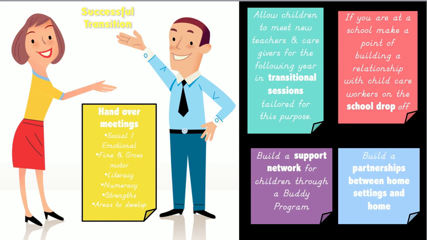Another important thing you can do is build a support network for the child, so that they feel they have little children that they can talk to, but also older children. This helps them to feel safe in the environment that they're coming into. Another very important thing is to build a partnership between home and setting. This could be in particular relation to the continuity of learning, so providing an environment that encourages and fosters learning.